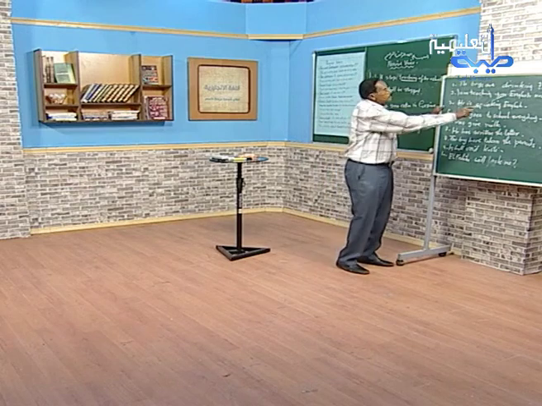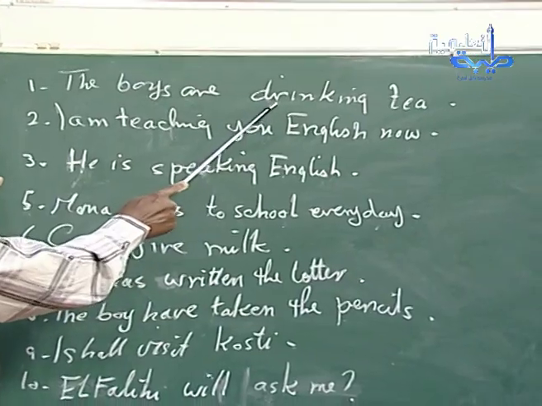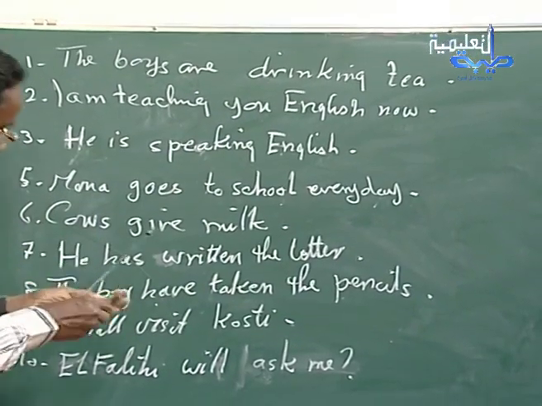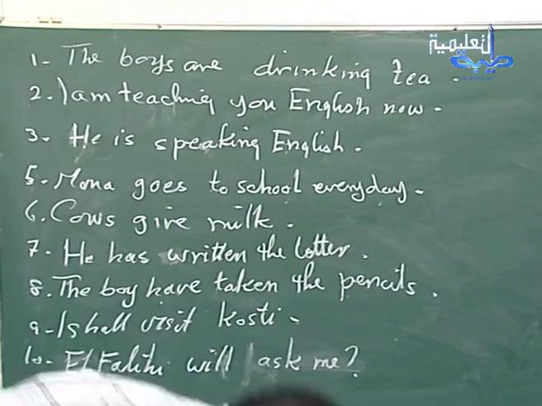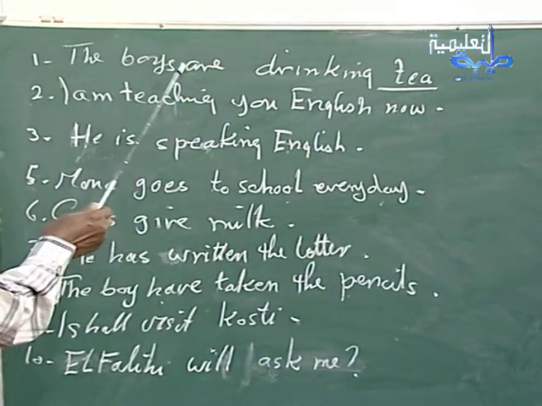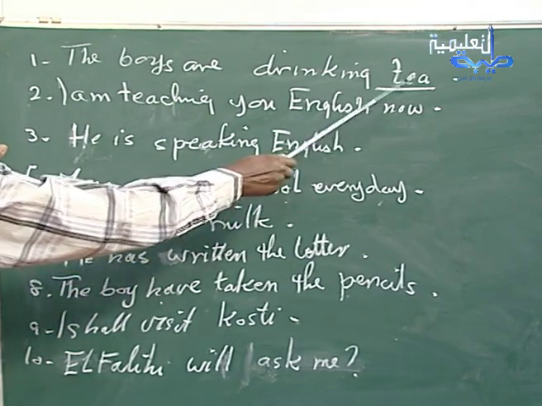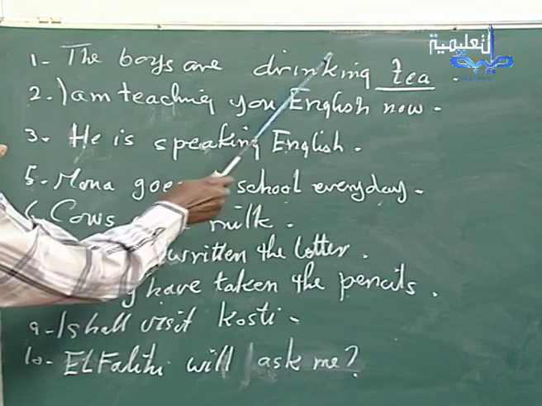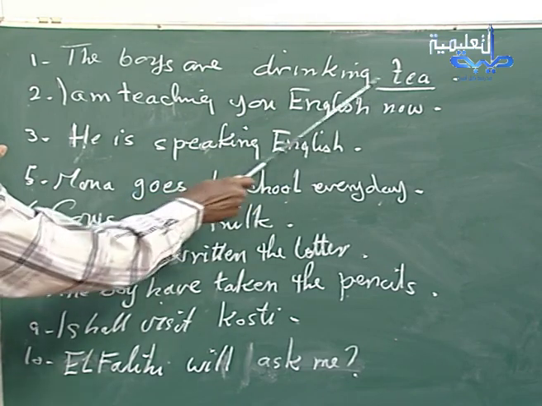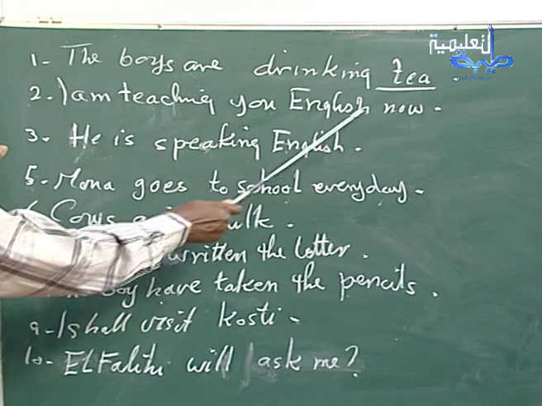Look here with me. I want you to change this to the passive. The boys are drinking tea. The object here is tea. I'm going to say this is present simple. We say tea, because this is singular, is drunk. Tea is drunk.